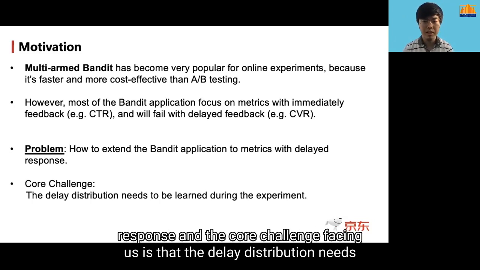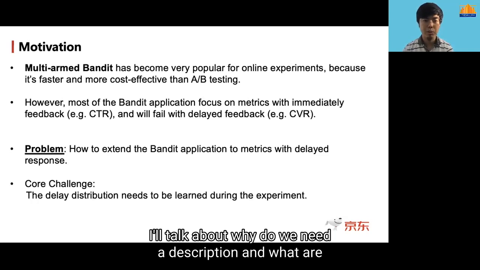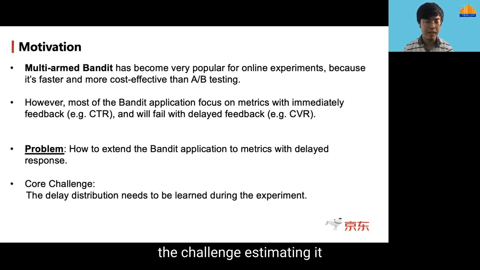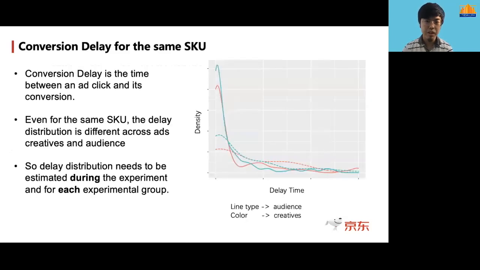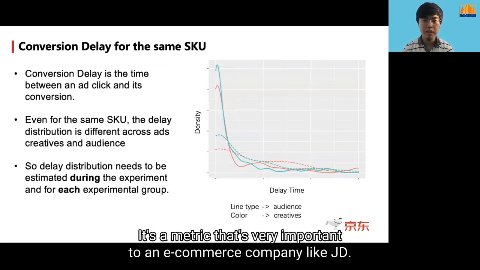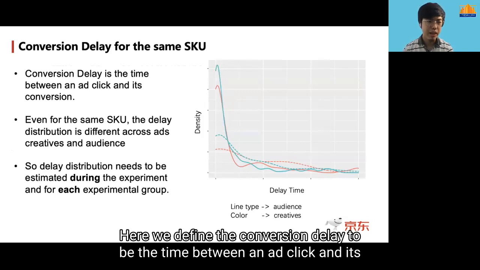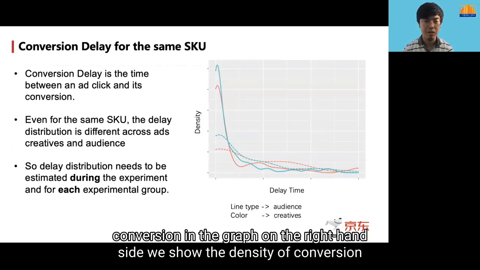The core challenge facing us is that the delay distribution needs to be learned during the experiment. In the next few slides, I will talk about why we need the delay distribution and what the challenges are in estimating it. In this talk, we will focus on the conversion rate. It's a metric that is very important to an e-commerce company like JD. Here, we define conversion delay to be the time between an ad click and its conversion.